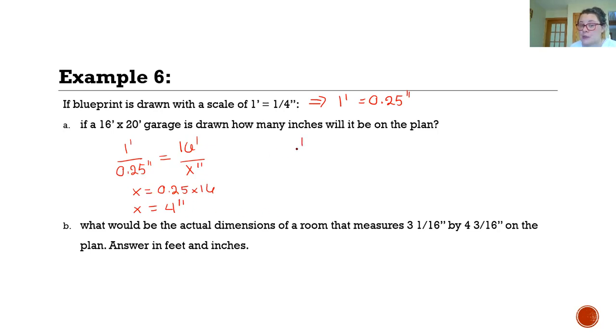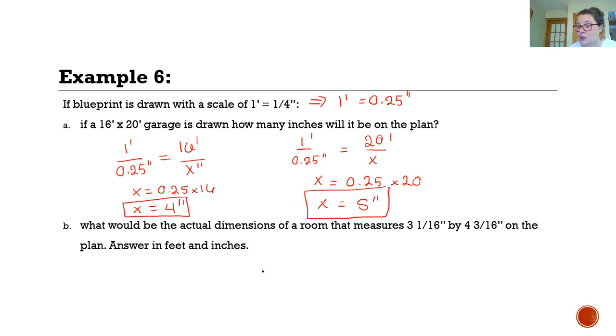Same thing for the 20. 1 over 0.25 is equal to 20 over x. So x equals 0.25 times 20. X is equal to 0.25 times 20 gives us 5 inches. So those were our 2 measurements, length and width. So if we're going to draw it, we're going to have 4 inches by 5 inches on the plan. Not too bad.